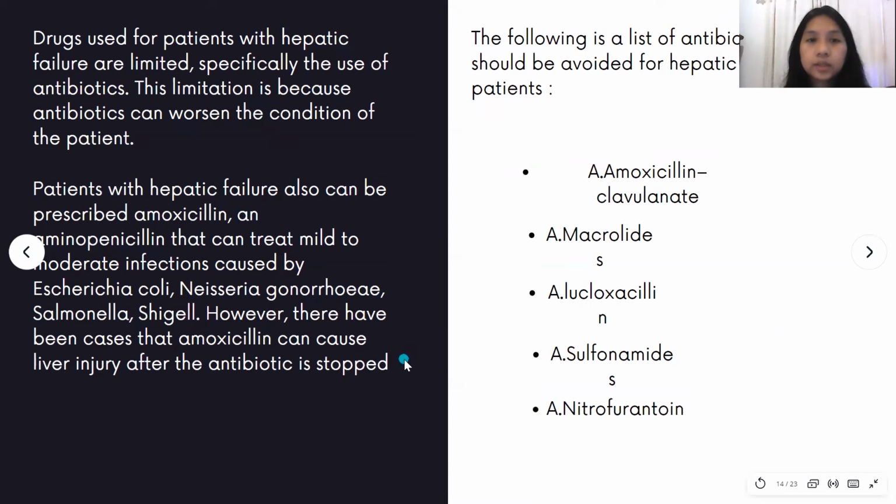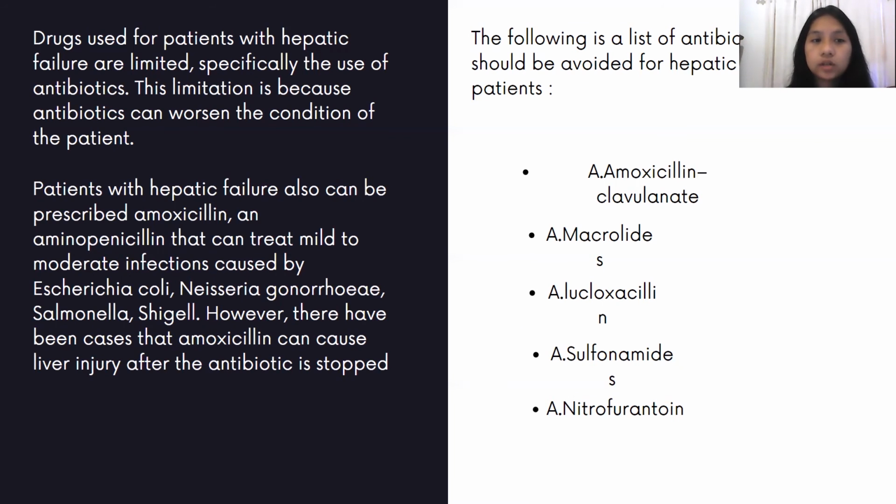Patients with hepatic failure also can be prescribed penicillin as their drug of choice. Benzylpenicillin and phenoxymethylpenicillin have a rare occurrence of causing liver injury, but oxypenicillins such as flucloxacillin, oxacillin, dicloxacillin, and cloxacillin are hepatotoxic drugs. The patient should be aware if using this type of drug.